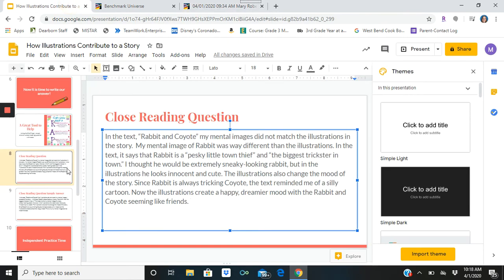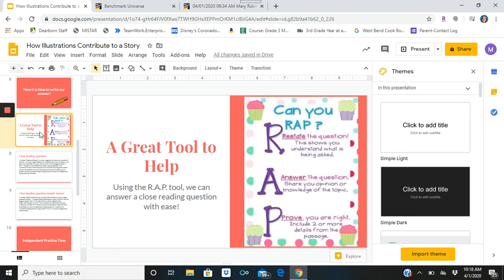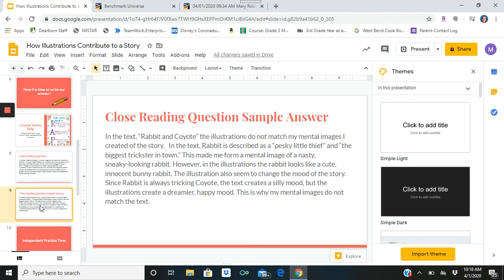So right away, I've used this WRAP tool to really go above and beyond and answer my text for close reading question. Now, what I would also do is go back and reread and make sure this makes sense. So I'm going to do that right now. In the text Rabbit and Coyote, the illustrations do not match my mental images I created of the story. So I got my restate the question and my answer, right? All packed into one sentence there.